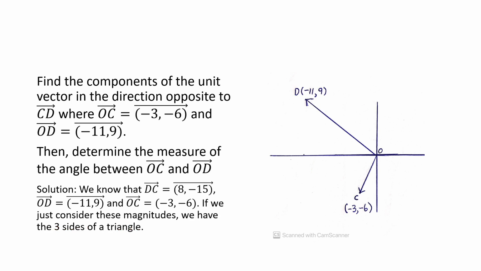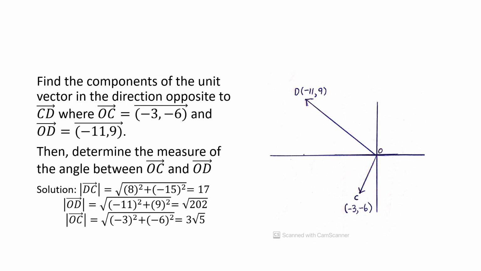And now, finally, we know that DC is the vector 8, -15. That's one side of the triangle. OD is the vector -11, 9. That's another side of the triangle. And OC is the vector -3, -6. That's another side of the triangle. If we want to know the angle between OC and OD, which is given by theta in my diagram, all we have to do is figure out the magnitudes of these three vectors, and then that'll give us the side lengths of the triangle, and then we can use the cosine law.